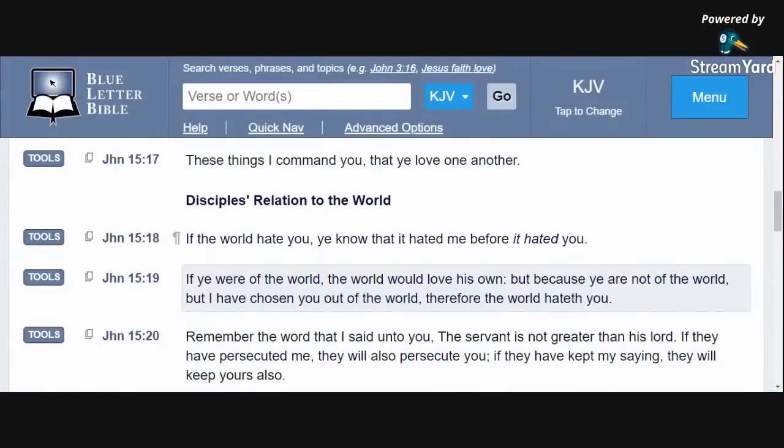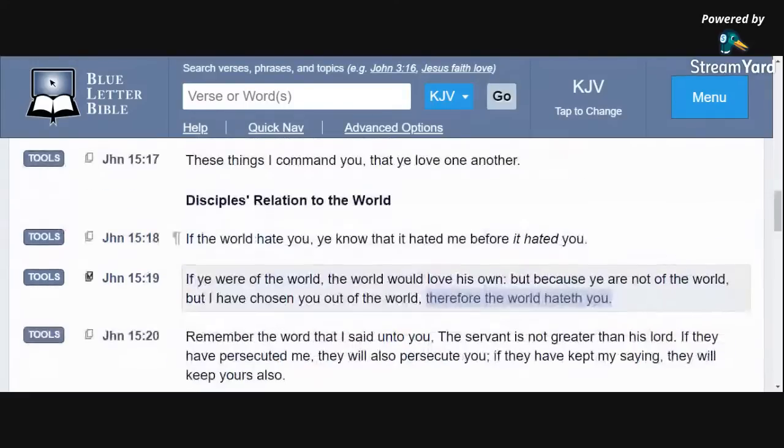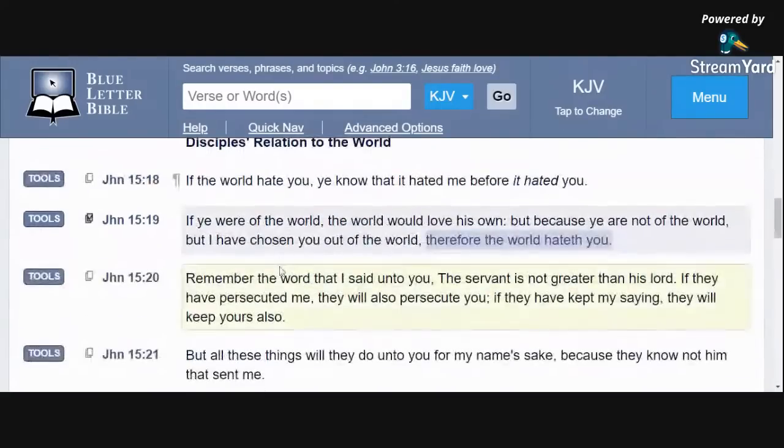15. Now at the top it says disciples' relation to the world. John 15:18: If the world hates you, ye know that it hated me before it hated you. If you were of the world, the world would love his own. But because you're not of the world, but I have chosen you out of the world, therefore the world hateth you. And this has many applications, but in this sense, the world is not going to endorse you, your language.